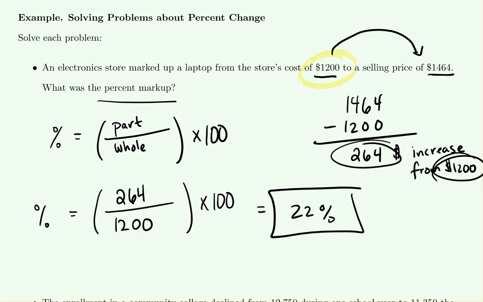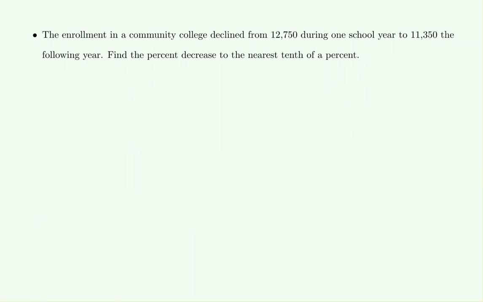After finding this value, you could always check your work by thinking, is 22% of 1,200 added to 1,200 equal to 1,464? And it definitely is. Our final example is that the enrollment in a community college declined, so that made us think it decreased, from the original 12,750 students to the next year's 11,350 students. Find the percent decrease, and then they told us to the nearest tenth of a percent.